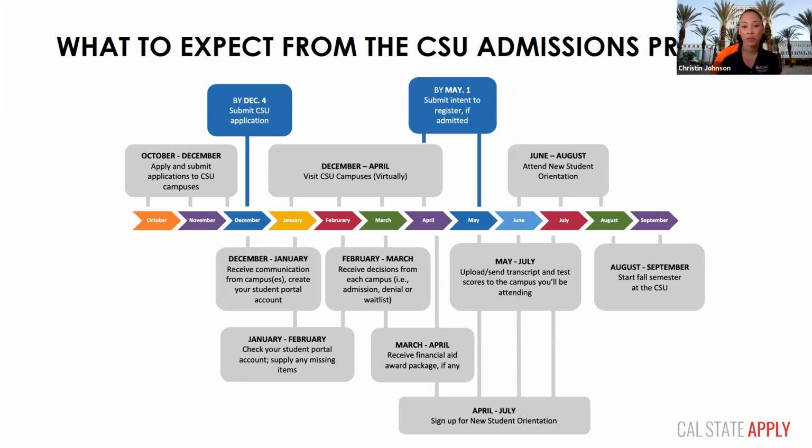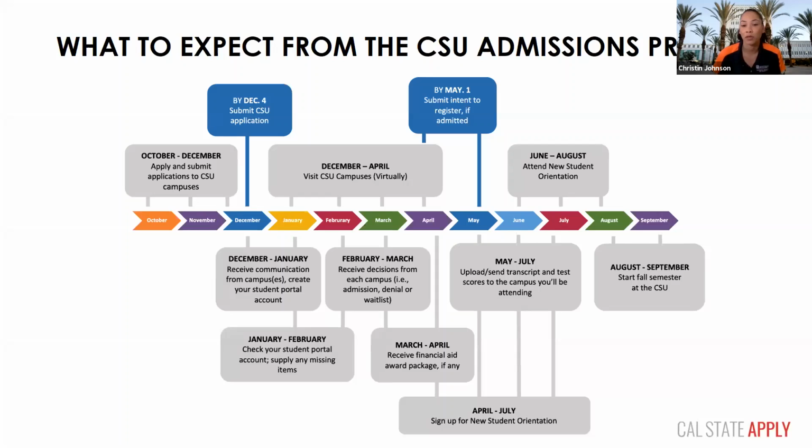December through April is when we recommend that you visit the campuses that you've applied to. A lot of campuses are offering virtual tours right now. I know our campus is, so you can get a completely free tour. It's a good idea to check out the schools that you want to attend to make sure they're a good fit and a campus you would want to attend. So we recommend that you check out virtual tours between December through April.